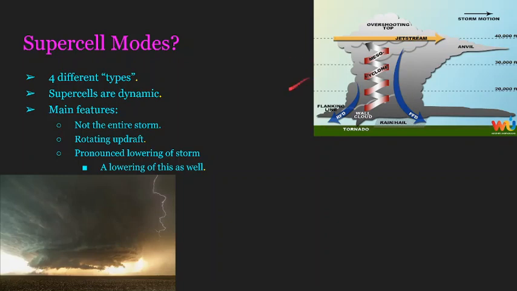And a very, very brief overview of a supercell. It is not the entire storm, as is seen in this simple diagram from Weather Underground. It needs a rotating updraft, and that part is what creates the tornado. That's called the mesocyclone sometimes, although usually the pronounced lowering, circled here, the bottom left image, is the mesocyclone. And there may even be another lowering of that as well, which would be a wall cloud.